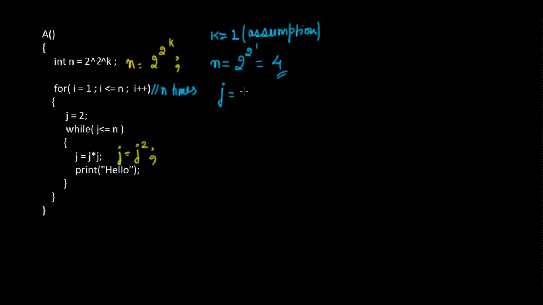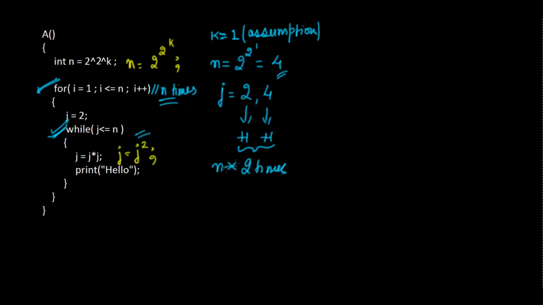Come and initialize j's value equals to 2, and we will come into this while loop. We will check whether j's value is less than or equal to n, and we will square j. Then we will print hello, and again till we come out of this loop. So in total we have printed hello 2 times. This while loop printed hello total 2 times. And as we know, this while loop is nested in this for loop. So we simply multiply their complexities, n into 2 times.